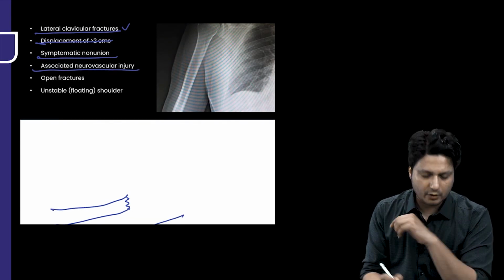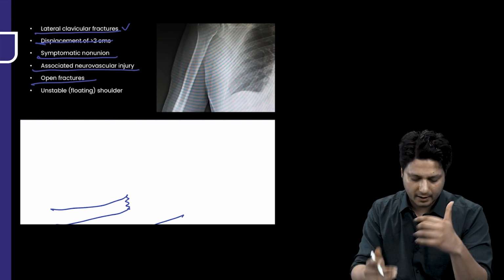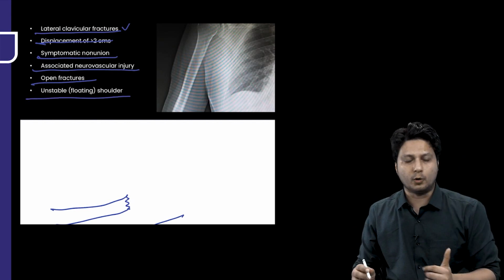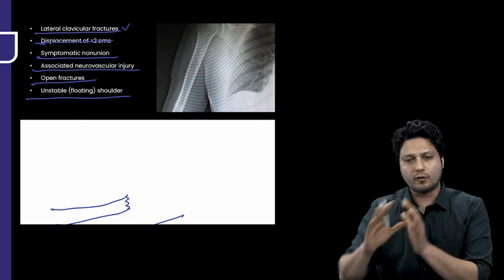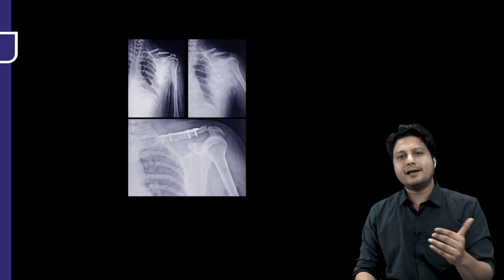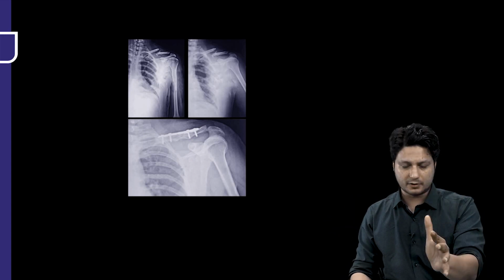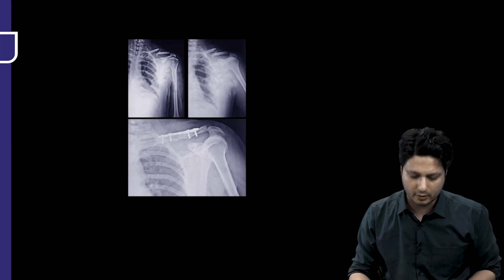Then open fractures, obviously, when the fracture is already open, why not fix it in its proper way? And finally, unstable or the floating shoulder. We are going to talk about this floating shoulder later, but at this point of time you came to know what the relative indications are. Highly unlikely, because this is considered to be a secondary question, highly unlikely to be asked in this postgraduate examination, but you should be aware of this fact.